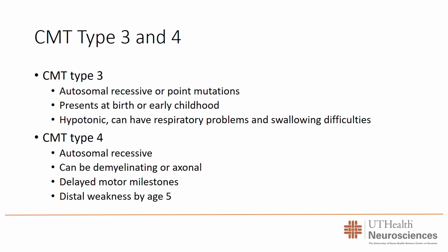CMT type 3, it's autosomal recessive, and you'll see these patients will usually present earlier than the other CMTs, so they usually present at birth or early childhood. And CMT type 4, also autosomal recessive, and these usually are seen more commonly in children and can sometimes present with delayed motor milestones, meaning children don't walk or don't crawl as early as they should. And a lot of patients with CMT type 4 will also begin to develop distal weakness by the time they're about 5.